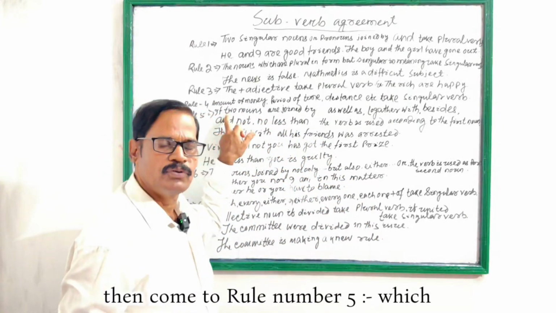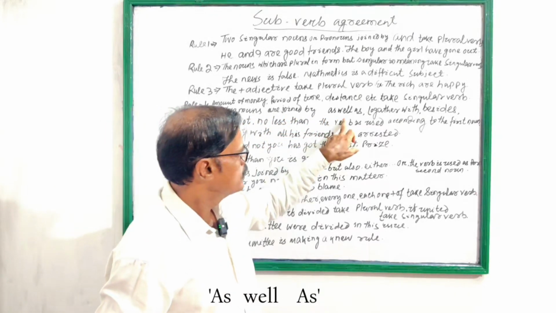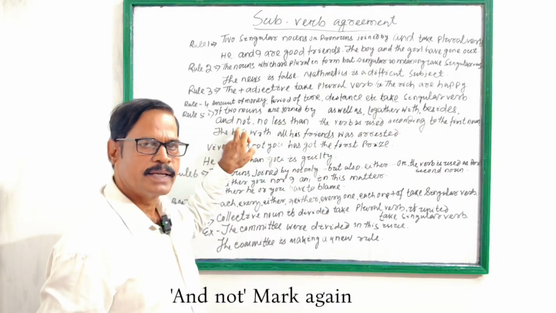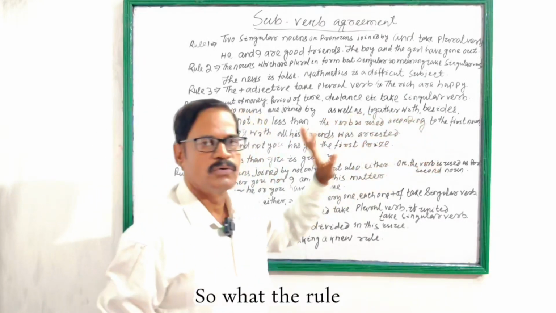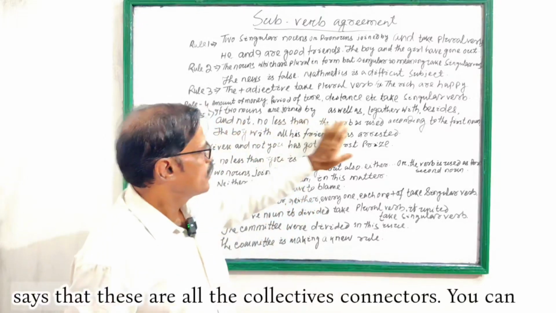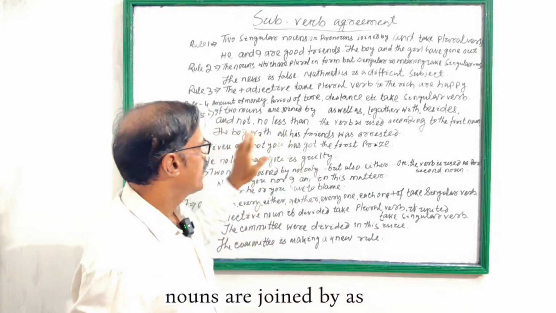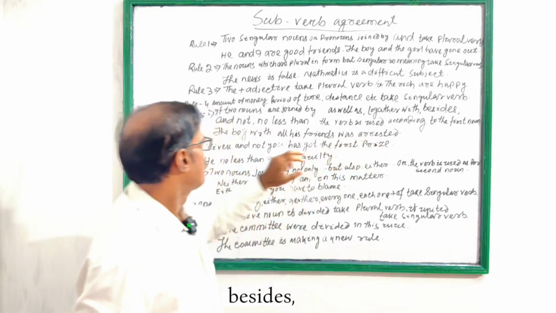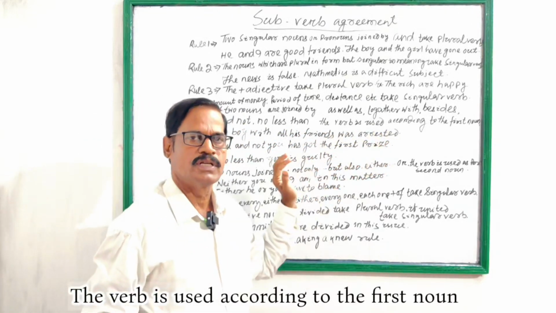Then come to rule number 5, which is very important. If two nouns are joined by 'as well as', 'together with', 'besides', 'and not', 'no less than', the verb is used according to the first noun. So what does the rule say? These are all connectives, connectors, you can say joining words. If two nouns are joined by 'as well as', 'together with', 'in addition to', 'besides', 'and not', 'no less than', the verb is used according to the first noun.